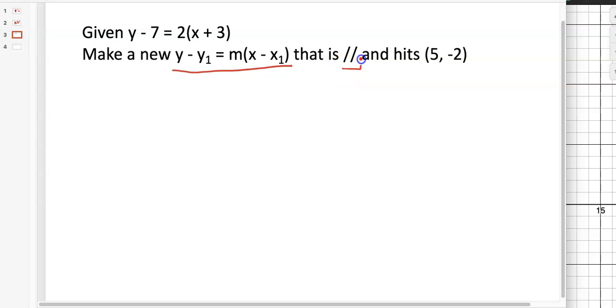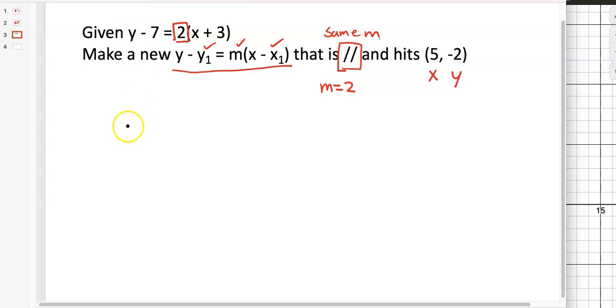So remember, parallel means the exact same slope. So same m. So that means 2. You're going to be my exact same slope. So m equals 2. And then I'm going to use the x and y coordinate points. 5 is the x, negative 2 is the y. All I need to do, students, is drop them into the point slope form, and it writes itself. So let's do that here.